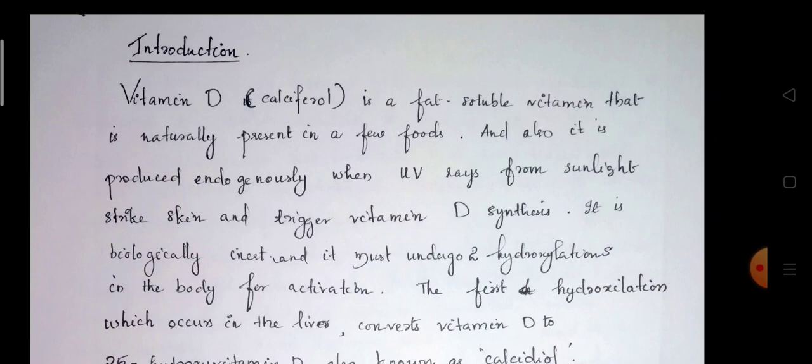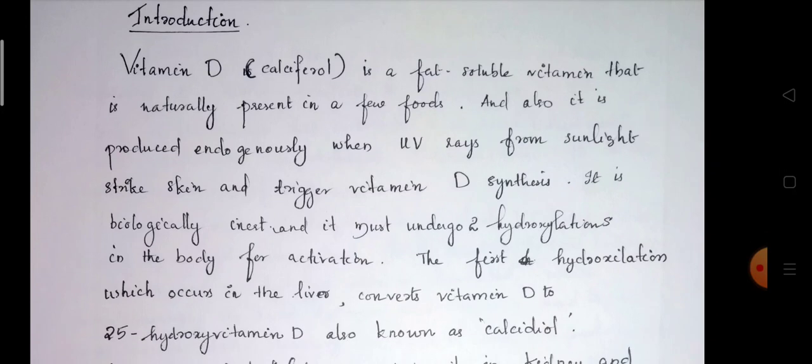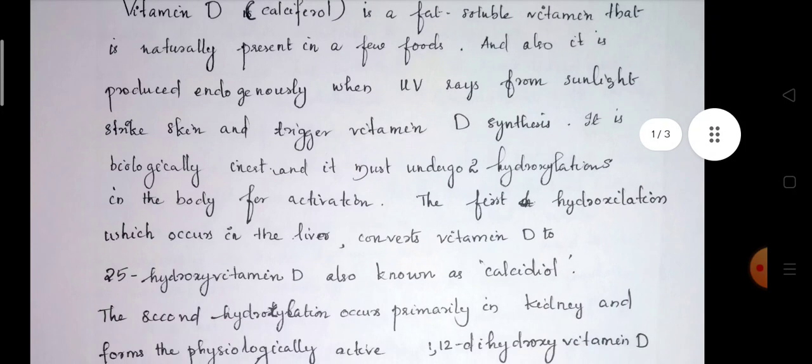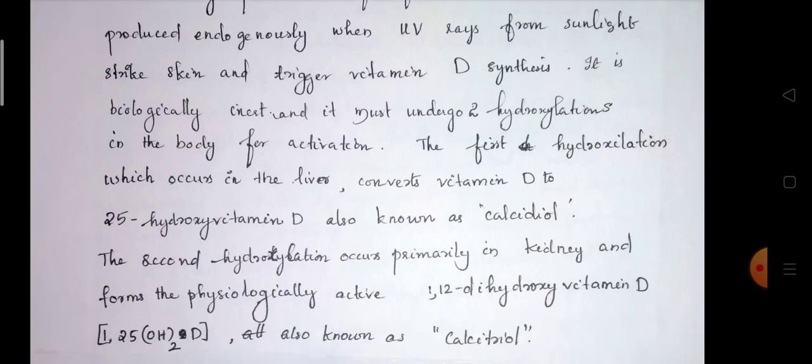It is biologically inert and it must undergo two hydroxylations in the body for activation. The first hydroxylation, which occurs in the liver, converts vitamin D to 25 hydroxy vitamin D, also known as calcidiol, and the second hydroxylation occurs primarily in the kidney and forms physiologically active 1,25 dihydroxy vitamin D, which is also known as calcitriol.